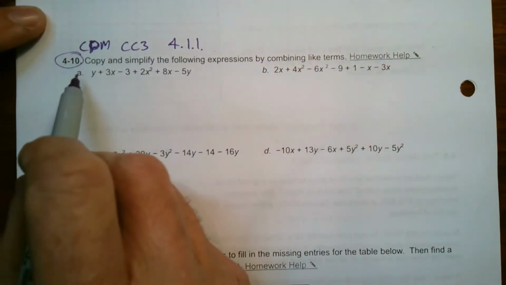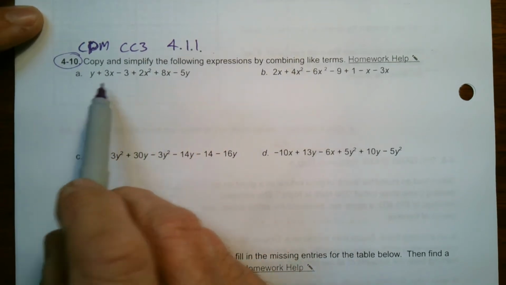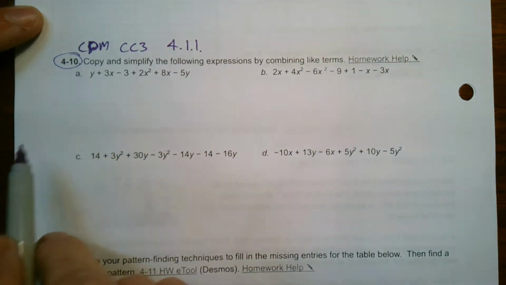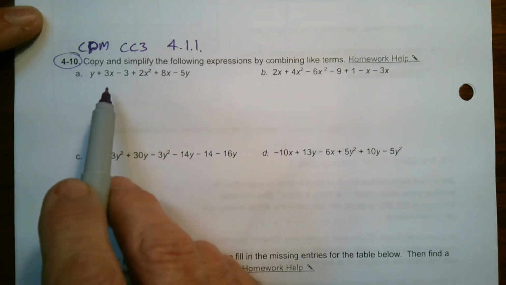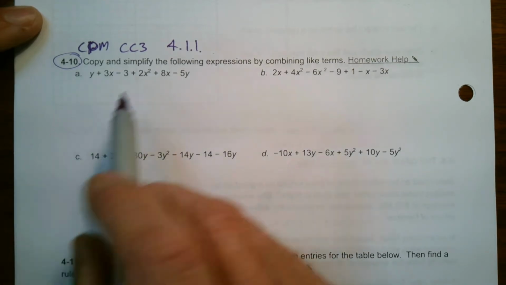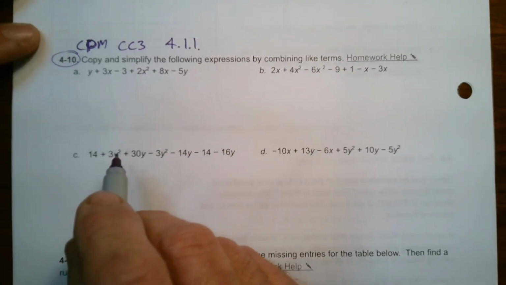So if we look at A, I have this expression. And the first thing we usually look for when we're simplifying expressions is to see if there's any distributive property, where you have a number outside of parentheses, right? And in this case, I do not. There's no distributive property. So it's just simply look for the like terms and combine them.